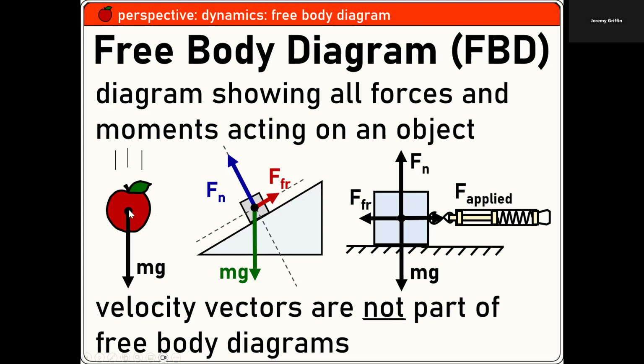So like this object can free fall off the edge of a cliff. Draw a center mass dot and then a weight, and maybe that's it. If there's no drag force, that would be the entire story.